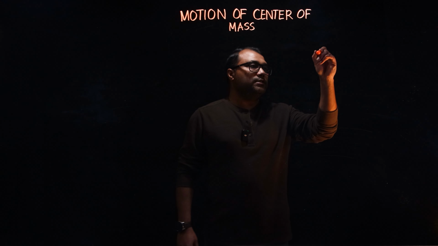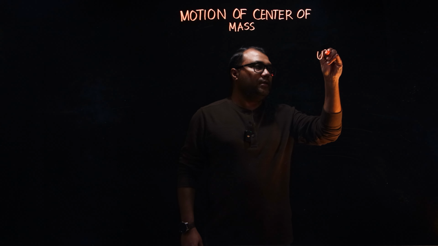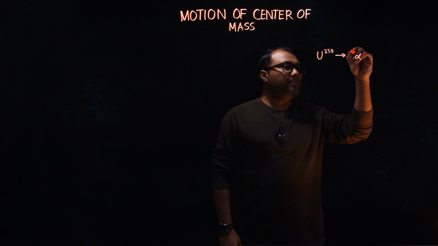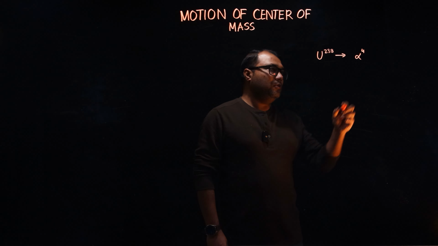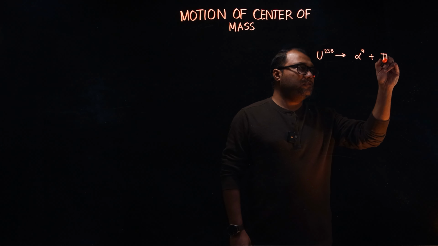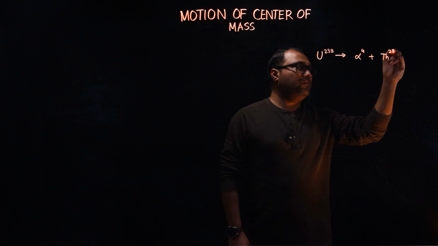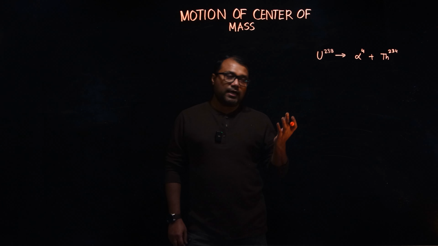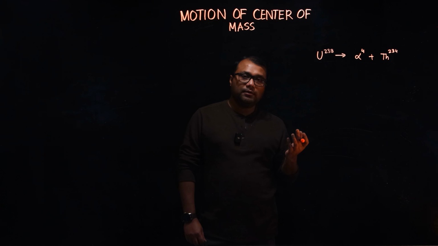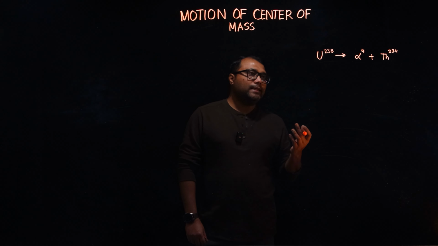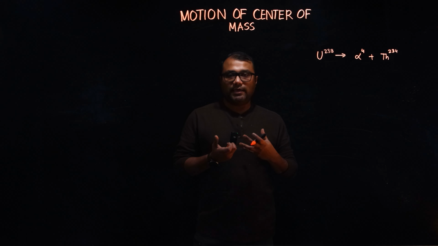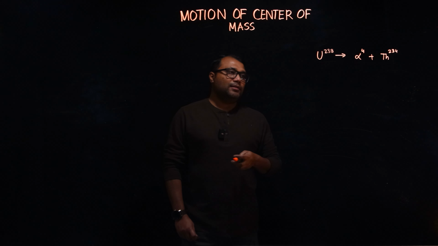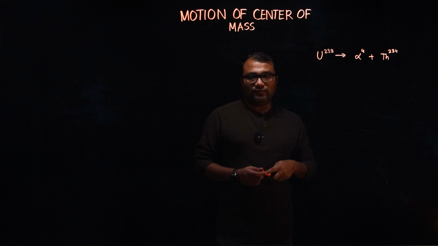So this reaction is uranium-238. Okay, this emits an alpha particle. Alpha particles have mass of 4, and thorium, the remaining mass, is 234. So how is this reaction happening? This is a nuclear reaction, an alpha emission. It's an internal force that is breaking it up. There is no external force.